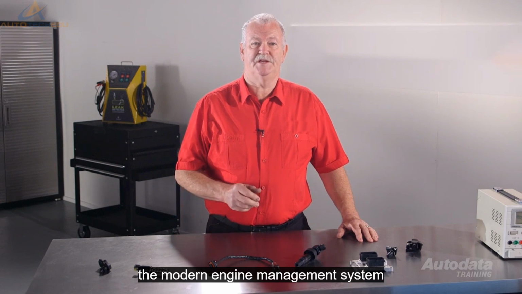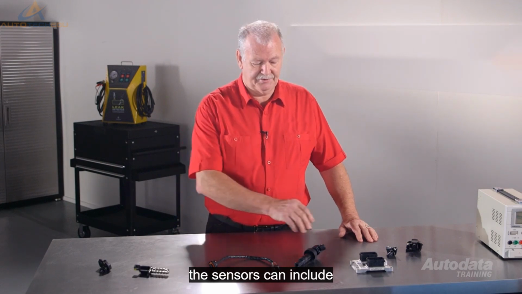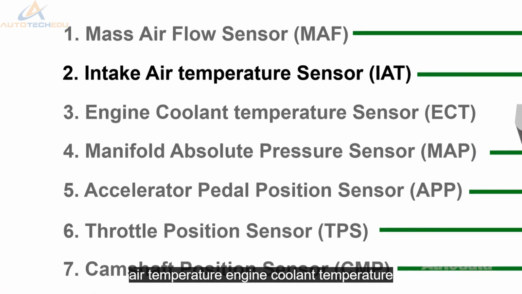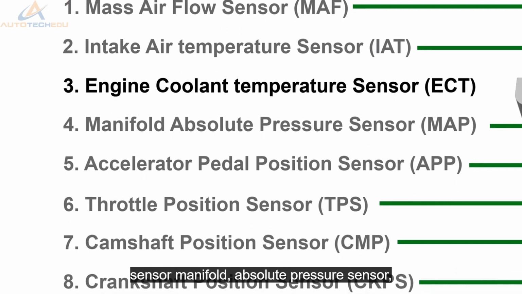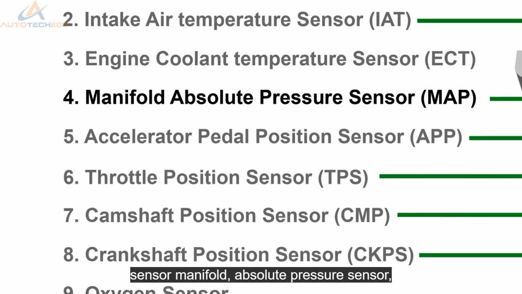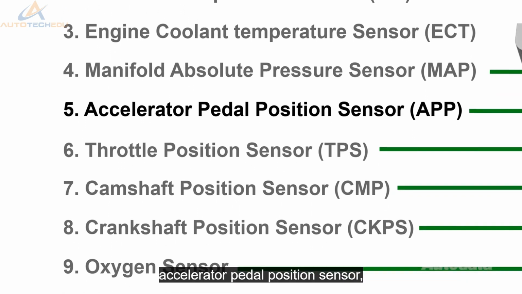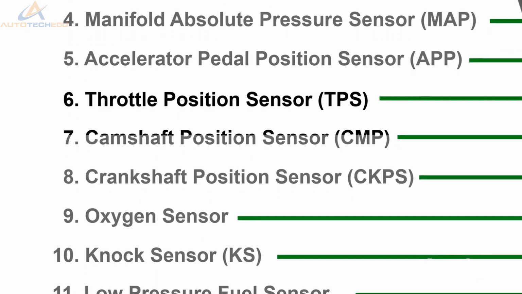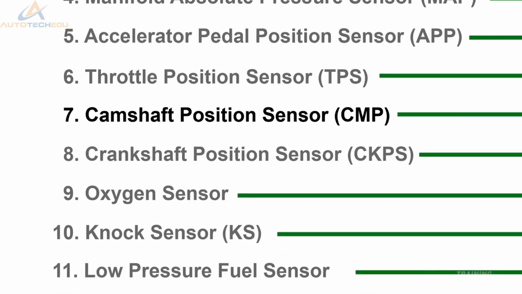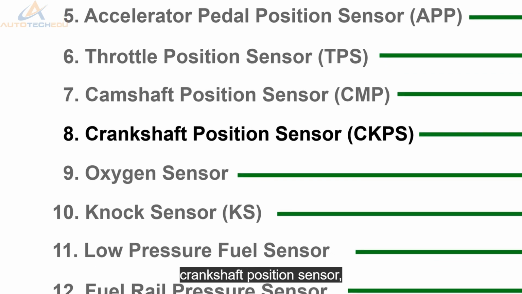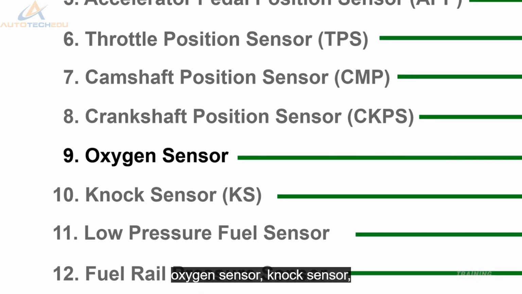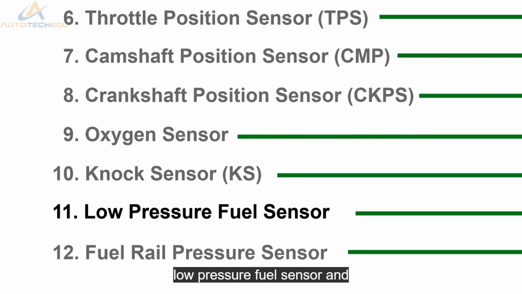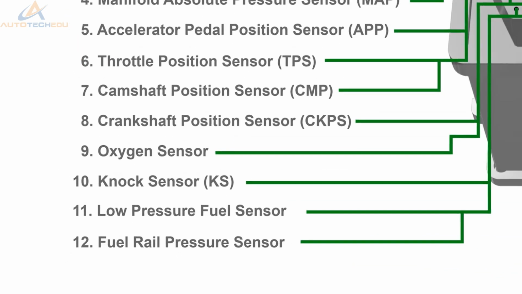In the modern engine management system, the sensors can include a mass airflow sensor, intake air temperature, engine coolant temperature sensor, manifold absolute pressure sensor, accelerator pedal position sensor, throttle position sensor, camshaft position sensor, crankshaft position sensor, oxygen sensor, NOx sensor, low pressure fuel sensor, and fuel rail pressure sensor.